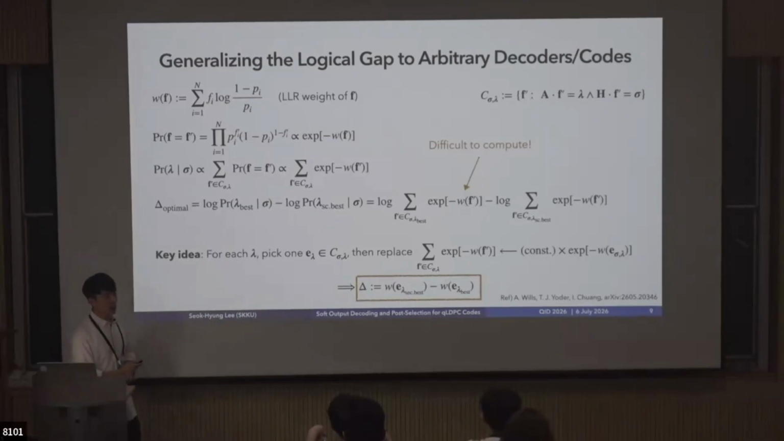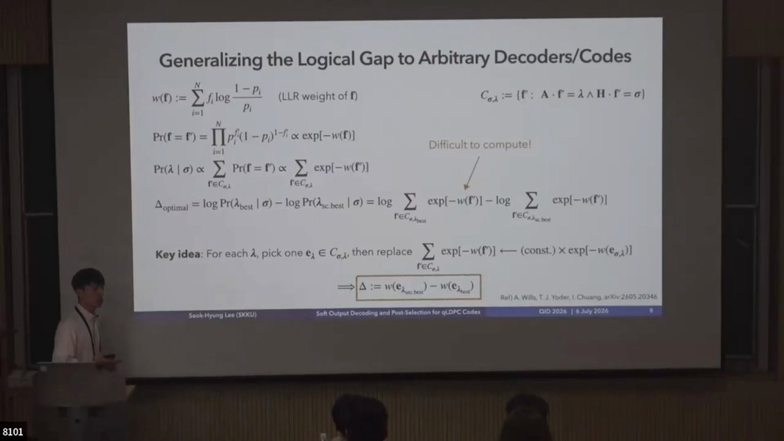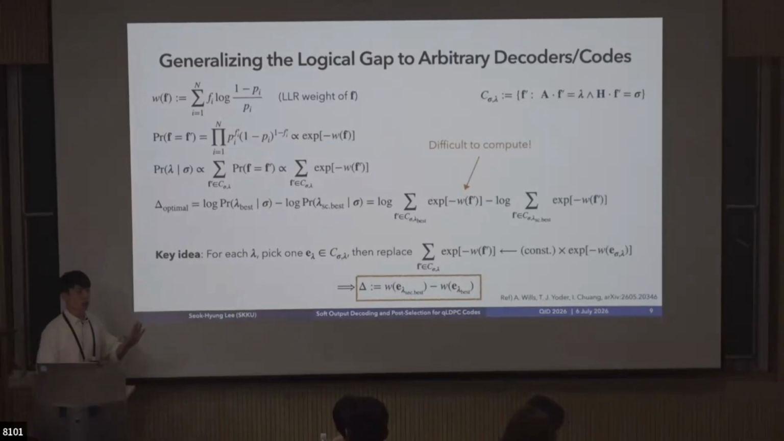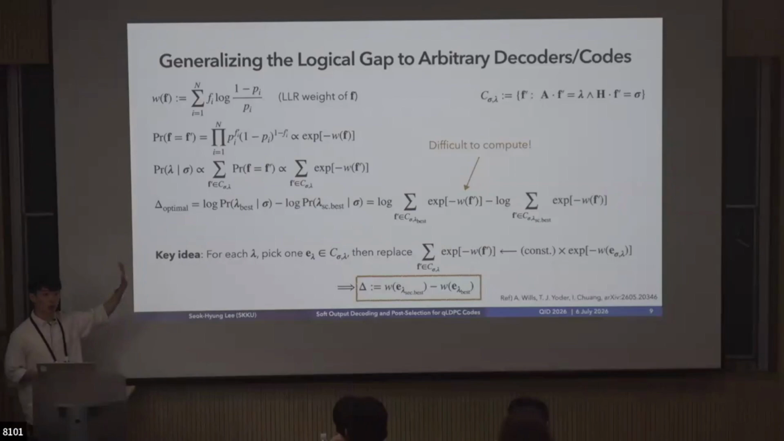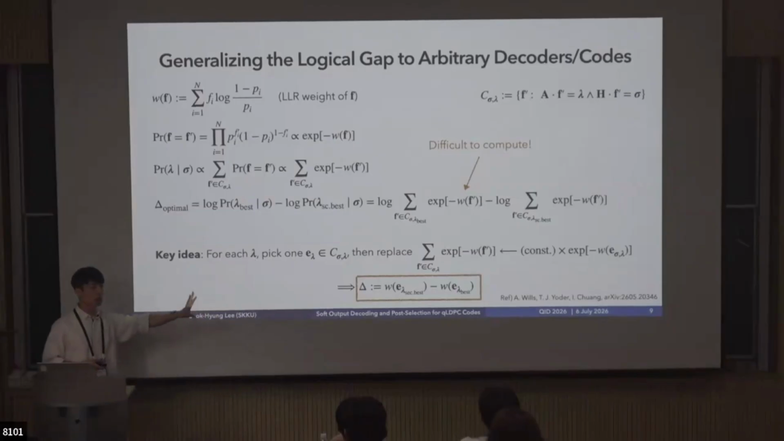If you are already familiar with the logical gap, this might be a more familiar definition, especially for the minimum weight perfect matching decoder. But strictly speaking, the ideal version of the logical gap should be defined in terms of the logical coset priority, and this logical gap for the minimum weight perfect matching decoder is just the approximated version of that.